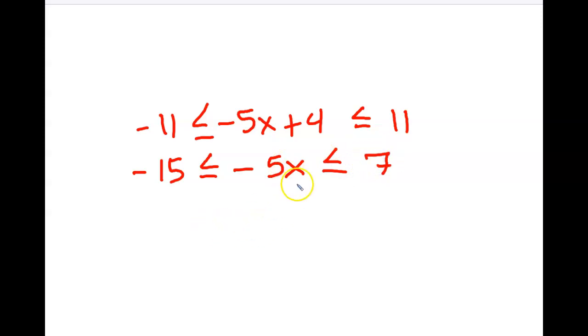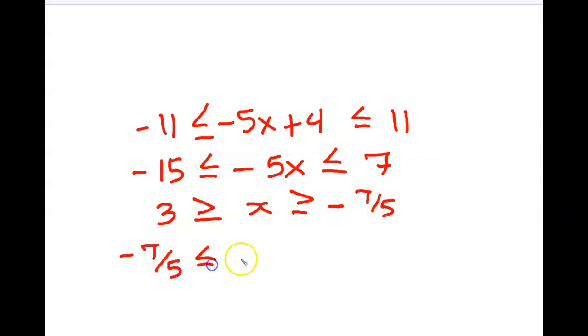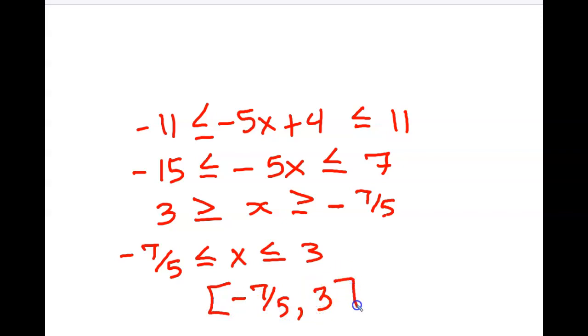And then I am going to divide both sides of the inequality by negative 5. So I'm going to get 3. When I divide by negative 5, it's going to flip my inequality sign. And this is going to be negative 7/5. Again, if I write this in proper order, it's going to look like that. And in interval notation, my solution would be negative 7/5 to 3. So now when we're solving inequalities, we get an interval of values, not just specific values.